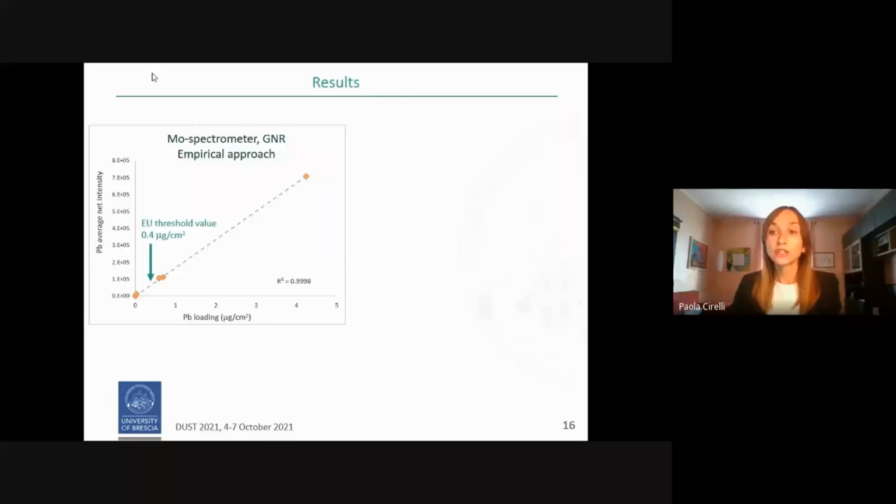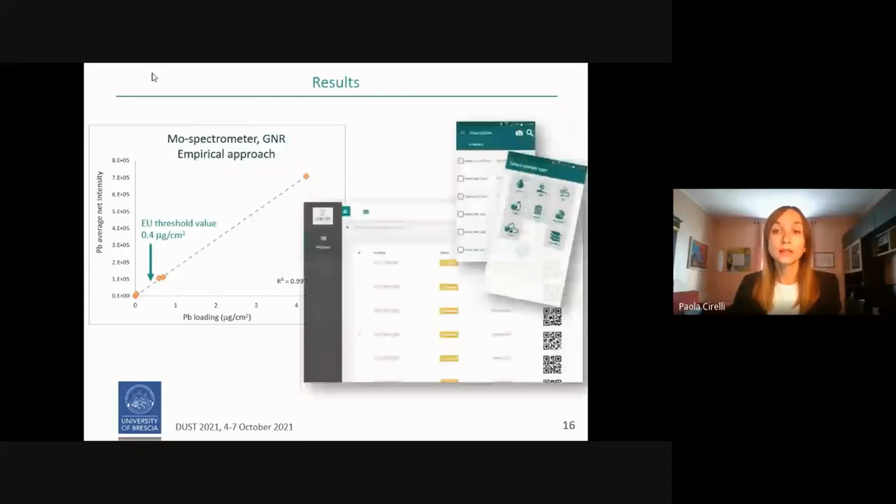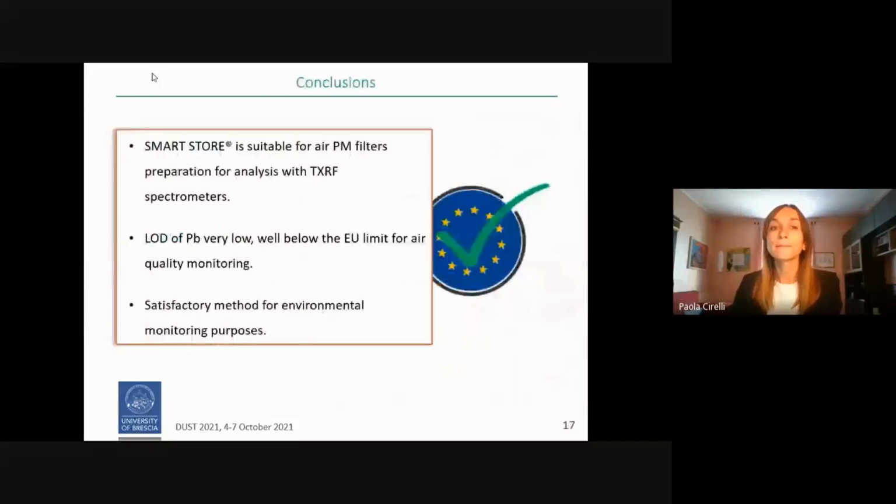The data of the calibration are then stored in the Smart Store app. In this way, when a real air filter is analyzed, the elemental quantification can be immediately obtained thanks to the calibration specific for each spectrometer. Up to now, we have tested only lead reference samples, and now we are moving to implement calibration lines with all the other elements of environmental interest.